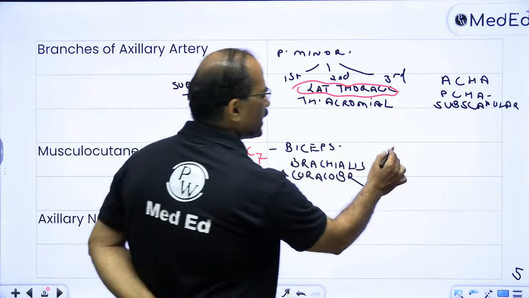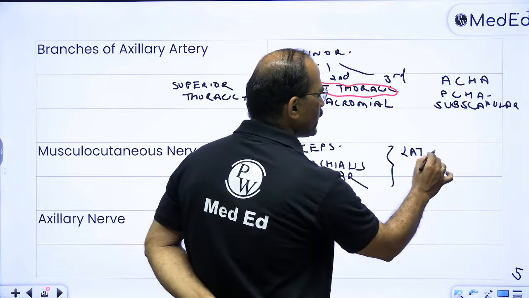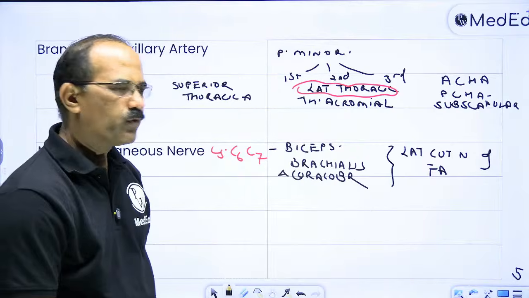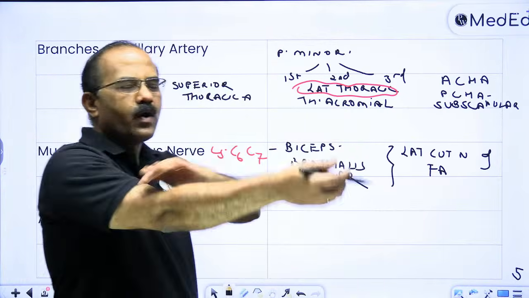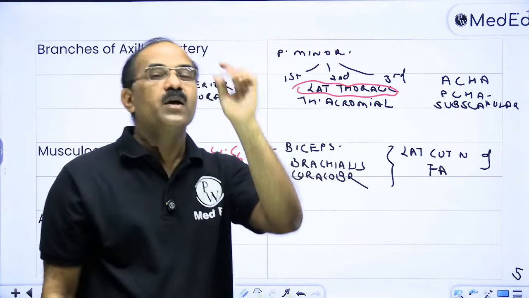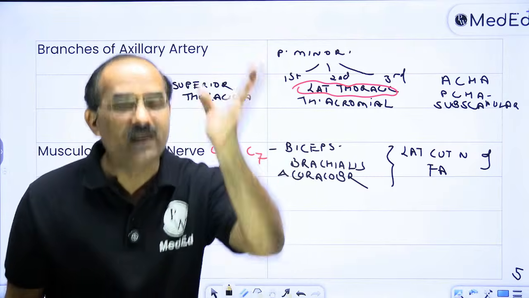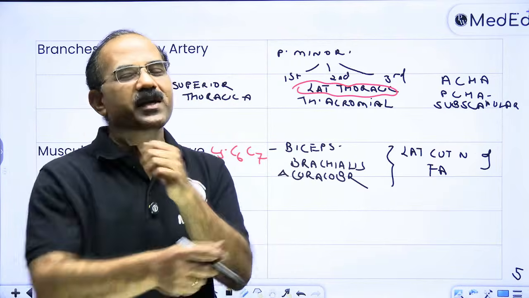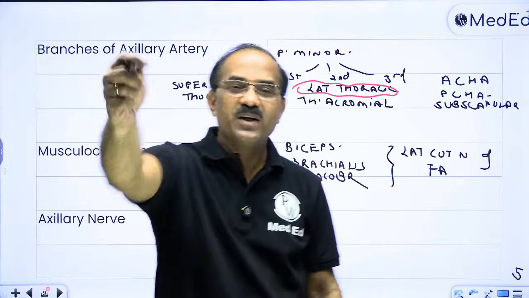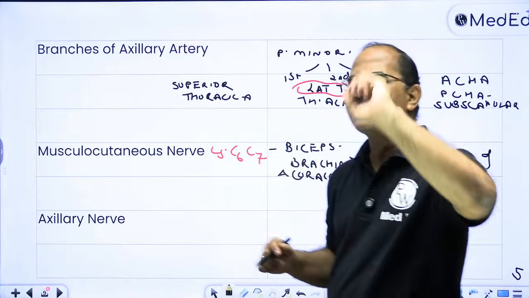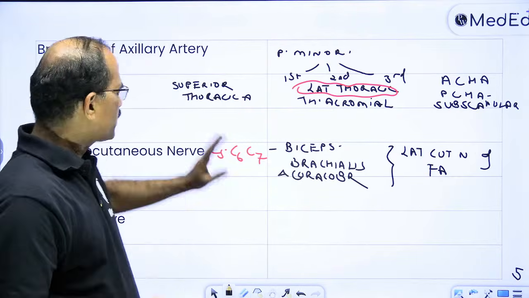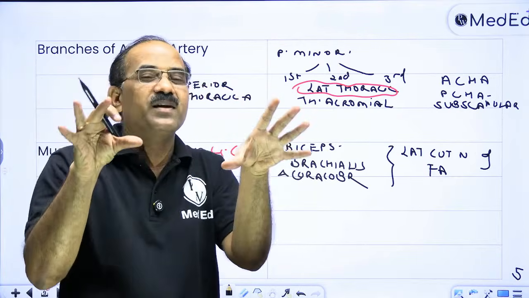After supplying these muscles, it continues as the lateral cutaneous nerve of forearm. ठीक है, ये क्या सप्लाई करेगा? The skin on the lateral aspect of the forearm. बहुत बार clinical MCQ ऐसे भी आता है. A person comes to your OPD complaining of loss of sensations of the skin on the lateral aspect of forearm. The nerve involved is, answer is musculocutaneous nerve. Perfect है? Very good, Arish.